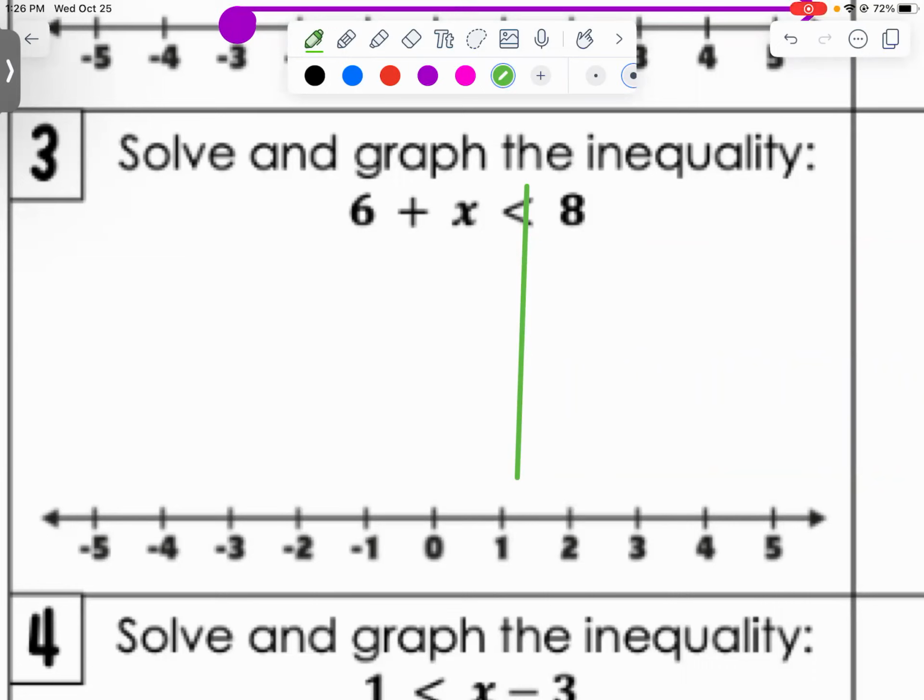Okay. Now, this one's weird. What operation are we undoing? We want to get x by itself by moving the 6. How do we move the 6? How do you know it's minus? It is. But I don't see a plus right here. Exactly. So it's already a plus. Even though there's not a plus here, we know it's there because it's a positive number. So we need to subtract 6 from both sides.